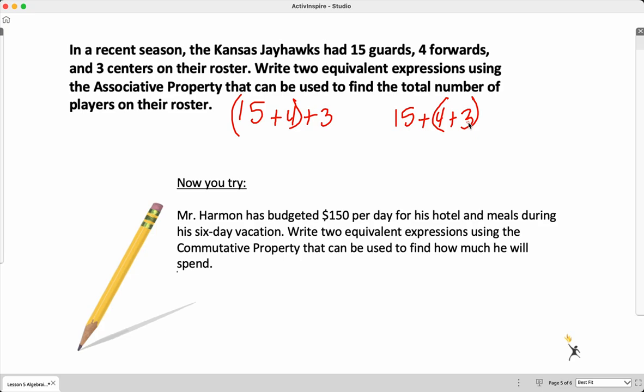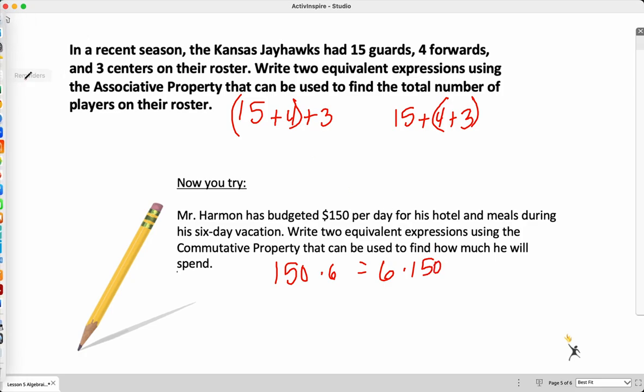All right, your turn to take a moment and see if you can figure this out. Mr. Harmon's budgeted $150 per day on his hotel and meals during the 6-day vacation. Write 2 equivalent expressions using the commutative property. All right, pause the video and see what you come up with. You're right, 150 times 6 is also equal to 6 times 150.